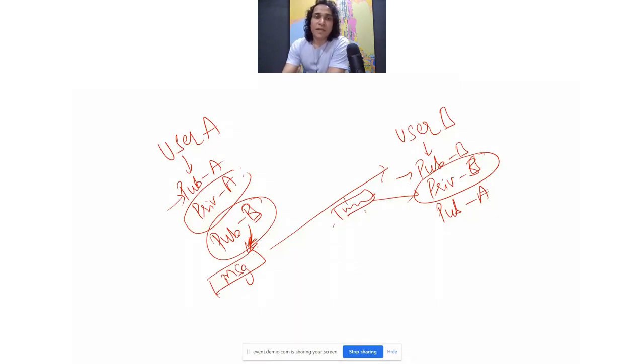Now, even if somebody were to get hold of this encrypted message, let's say there is an attacker here, and if this attacker were to get hold of this encrypted message, the attacker will not be able to decrypt it, right? Because what key can be used to decrypt this message? The only key that can be used to decrypt this message is the corresponding private key, and that key is not shared with anyone.